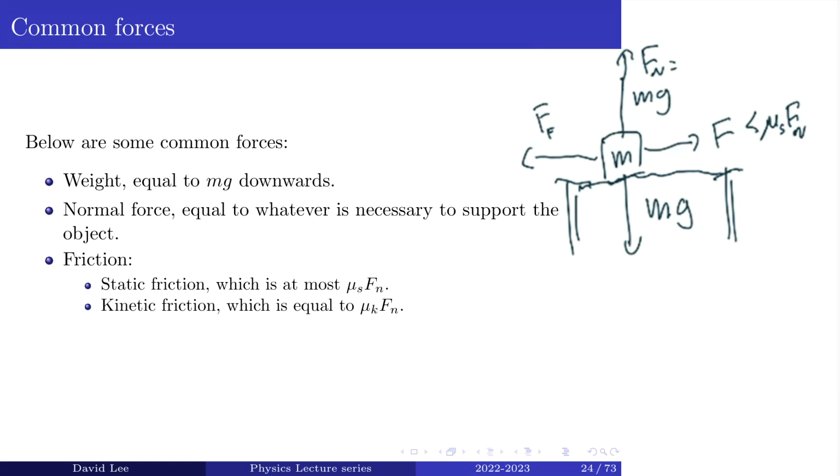However, let's say I start applying a really big force and now the box starts moving. Well, now the friction force becomes just a constant and it's equal to mu k times Fn. So those are the two types of friction.